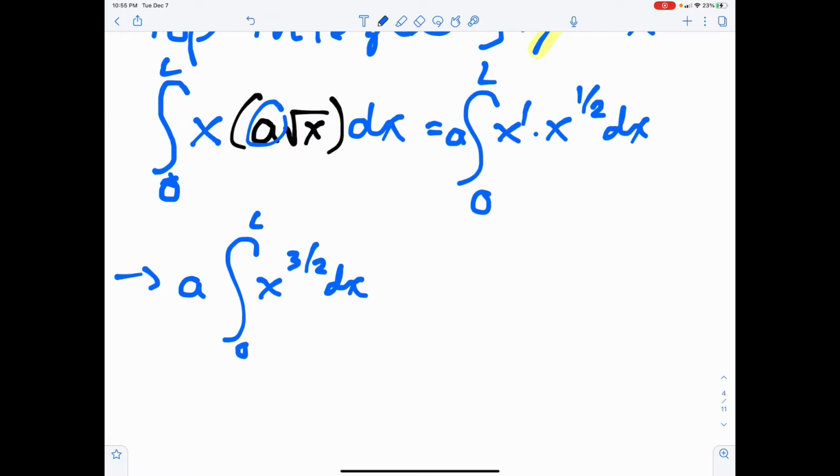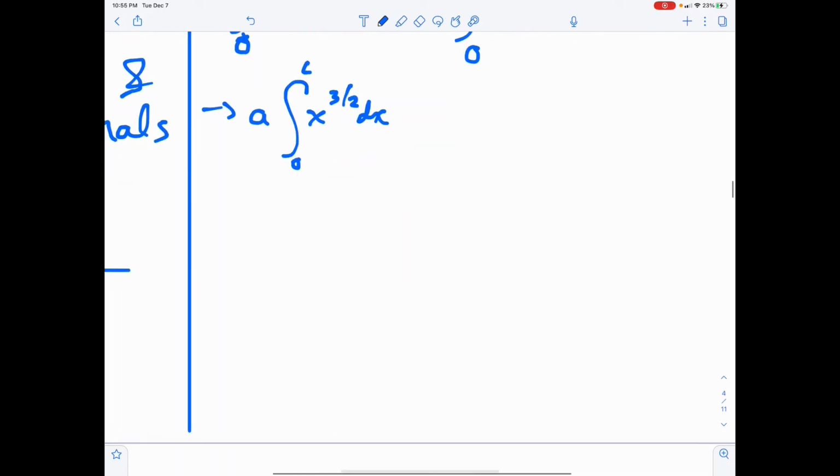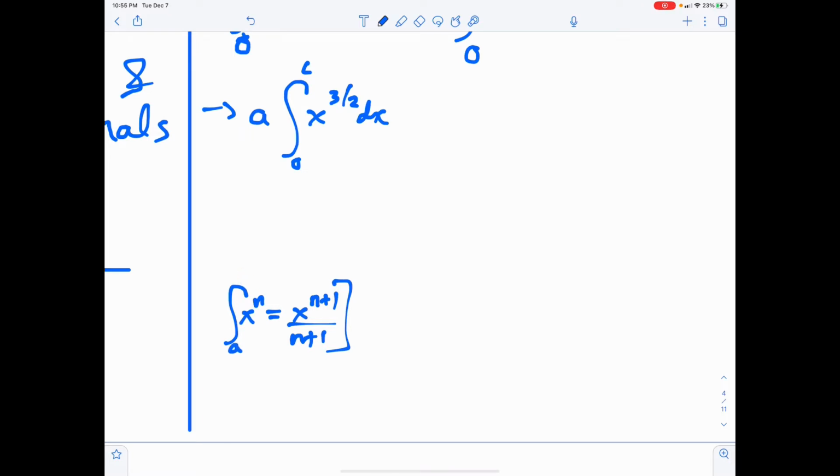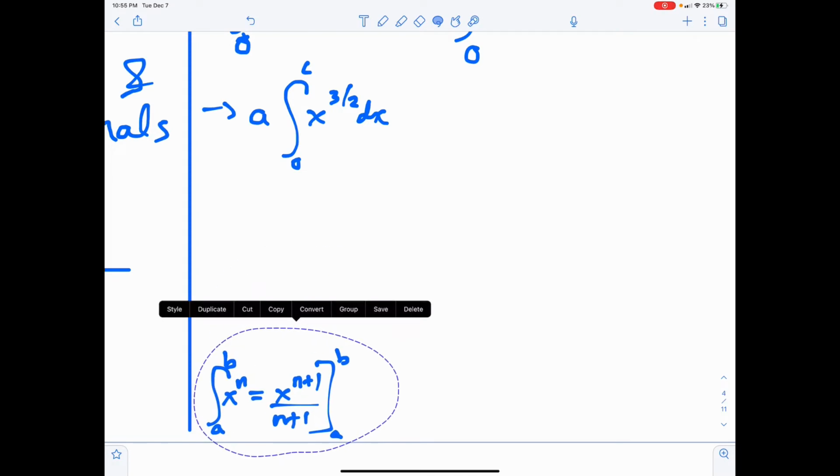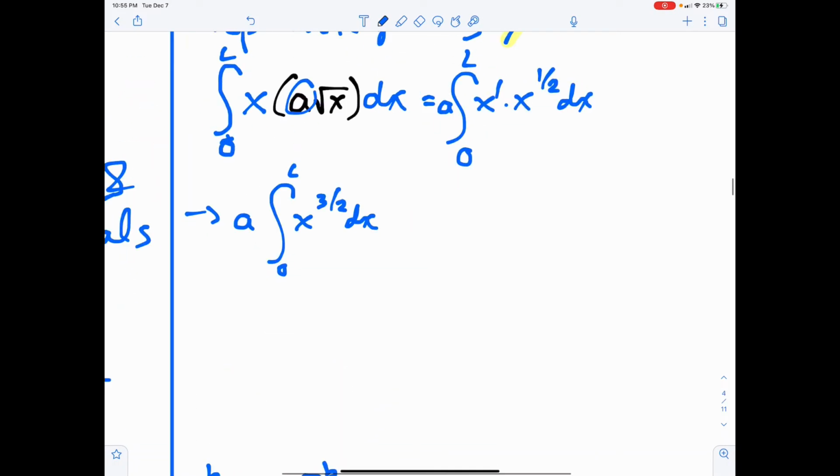Okay, so now I'm going to use my general power rule. To remind you what the general power rule looks like, the integral of x to the n power is equal to x to the n plus 1 over n plus 1. Then you evaluate that from a to b. That's what we're plugging into right now. This is the integral formula we're going to use. So this is going to be a, and if I integrate this, it's going to be a x to the 3/2 plus 1 over 3/2 plus 1, and you're going to evaluate that from 0 to L.